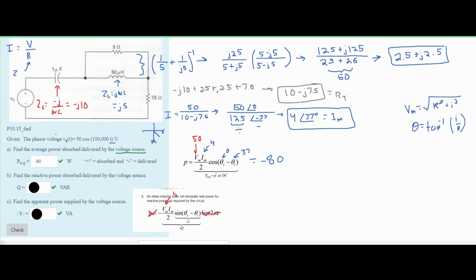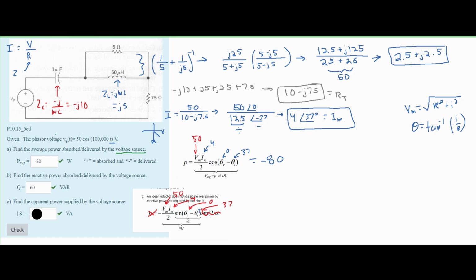We know that our Vmax is 50. We know that our Im is 4. Our angle of V is 0, and our angle for the current is 37 degrees. So all we need to do is plug this into a calculator. It's a negative 50 times 4 divided by 2 times the sine of our negative 37. And if we do this, we are going to get that Q is 60. That is how you would go about solving for part B.